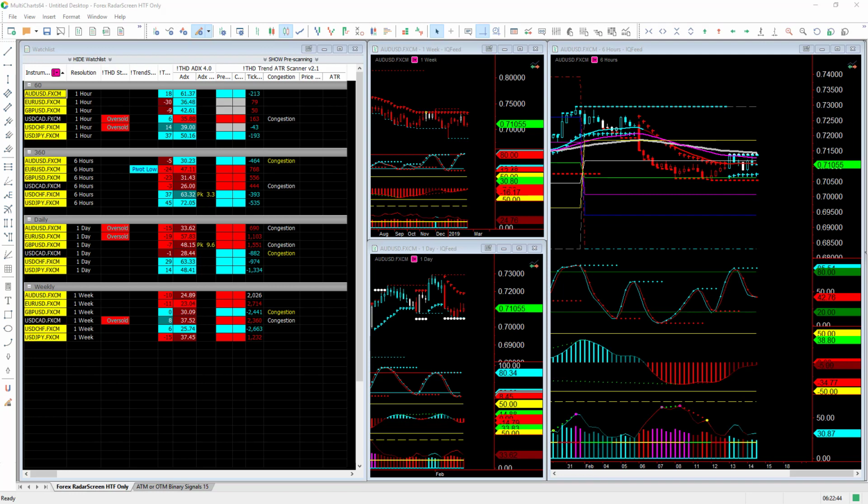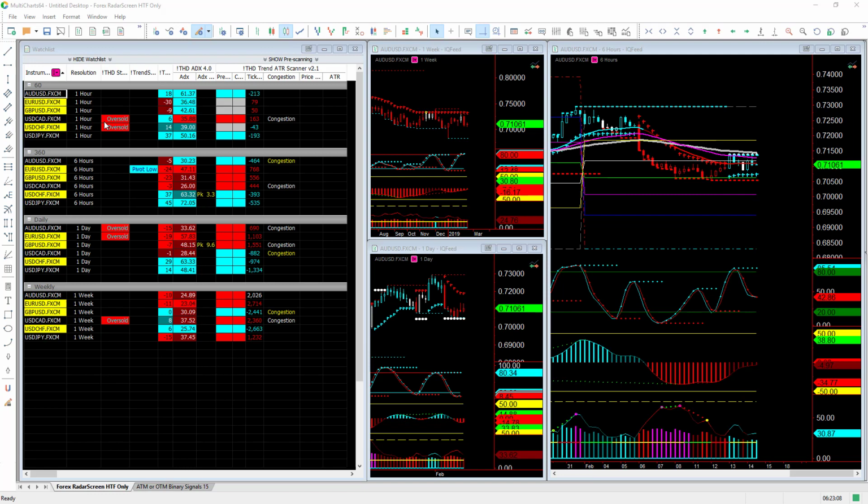So with that in mind, I'm just going to briefly go over what I would be looking at for today's market. Now, the first place that I actually start is in the scanner window. And the reason is pretty simple. It gives me a brief overview of everything that's going on in the multiple time frames.